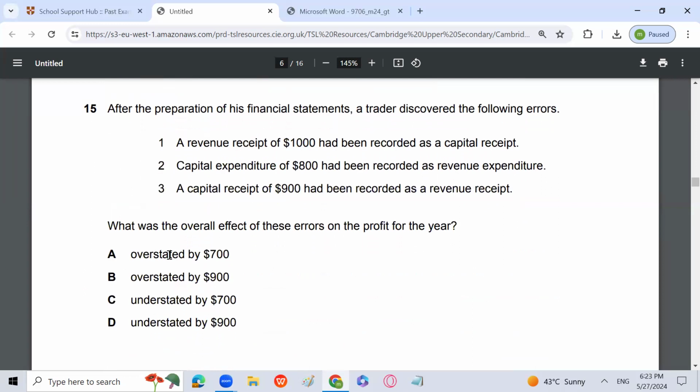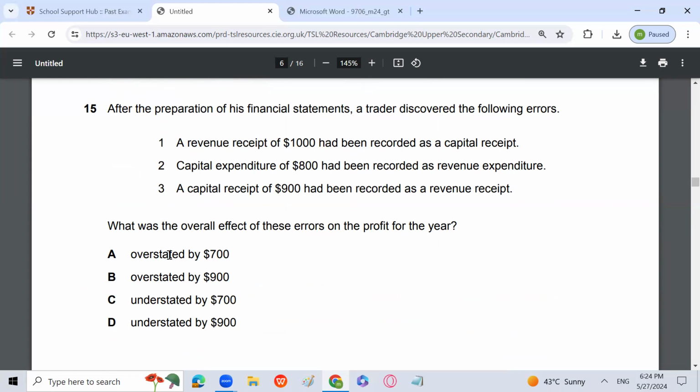After the preparation of his financial statements, a trader discovered the following errors. A revenue receipt of 1,000 has been recorded as a capital receipt. Capital expenditure of 800 has been recorded as a revenue expenditure. A capital receipt of 900 has been recorded as a revenue receipt. What was the overall effect of these errors on the profit for the year? He is not asking you for the correction of profit. He is asking what is the effect of the error on the profit.